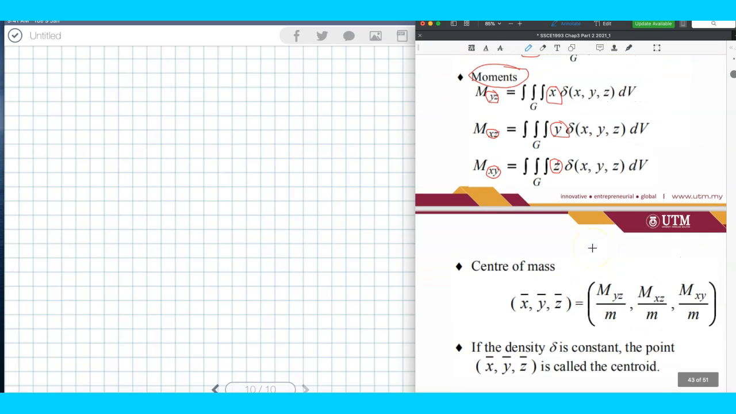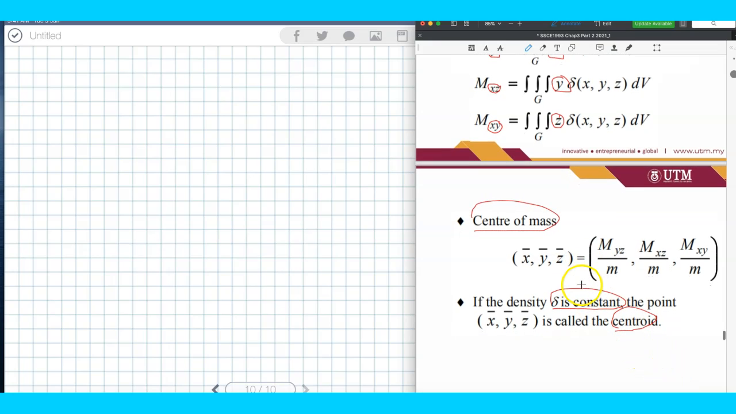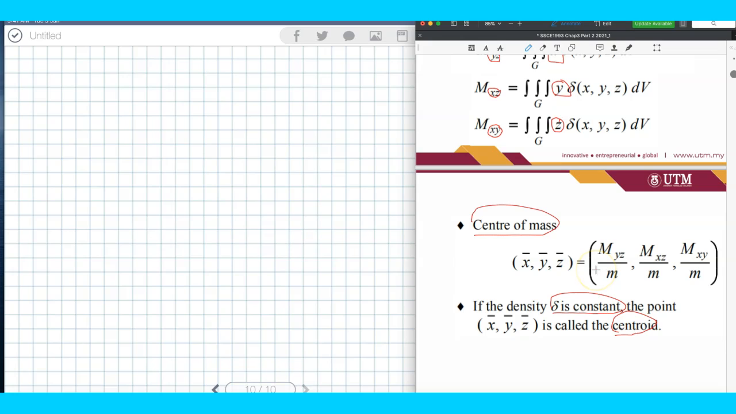And just like in the double integral, we also have the center of mass or the centroid. The center of mass is actually the same as the centroid, but the difference is only when the density function is constant. When the density function is constant, the center of mass is called the centroid. So what is the formula of the centroid or the center of mass?